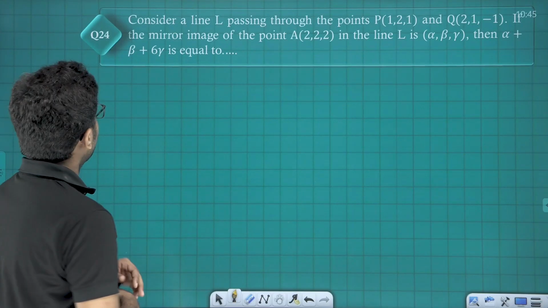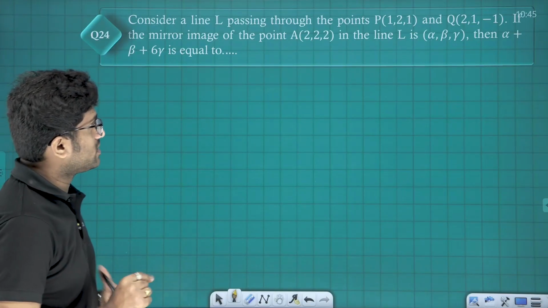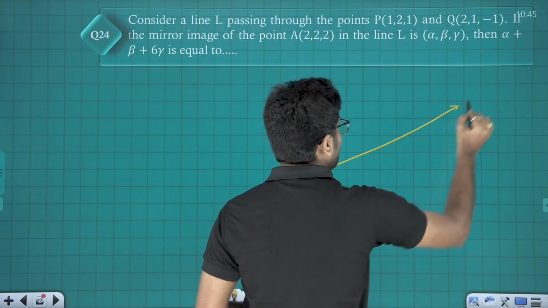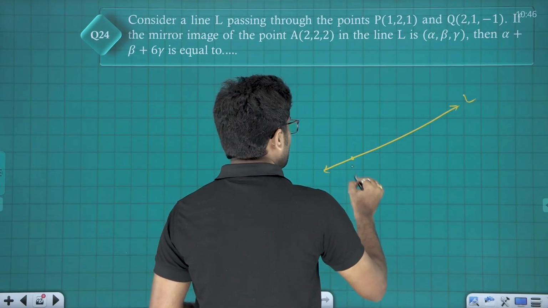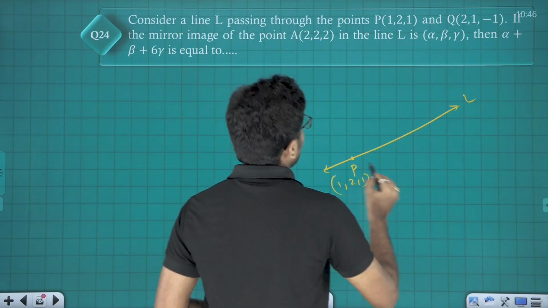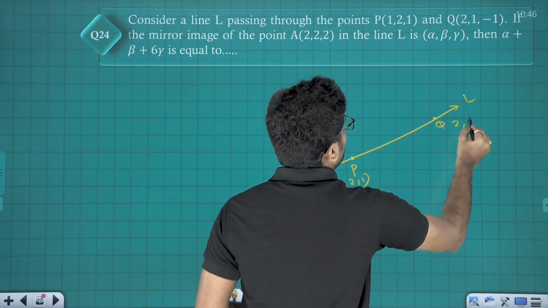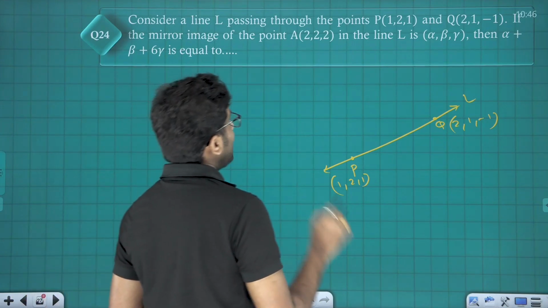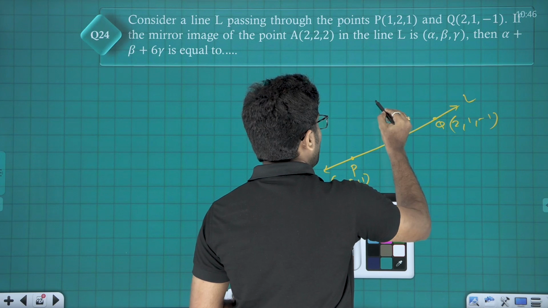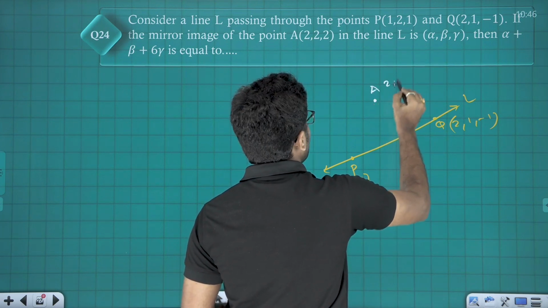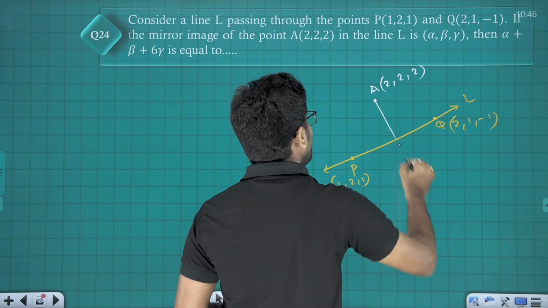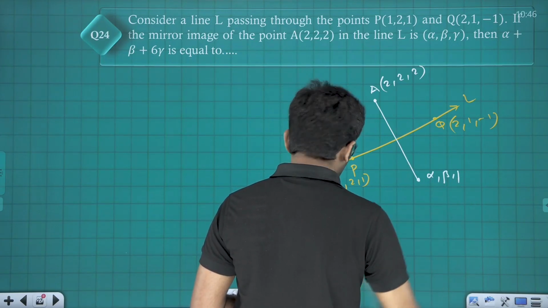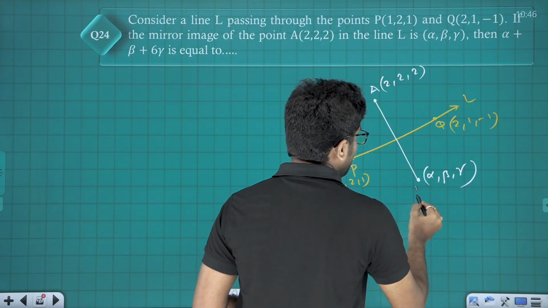Next question. Consider a line L passing through the points. There is one line L. This line is passing through the points P (1, 2, 1) and another point Q (2, 1, minus 1). If the mirror image of the point A, which has coordinates (2, 2, 2), in this line is (alpha, beta, gamma), let this be point B.